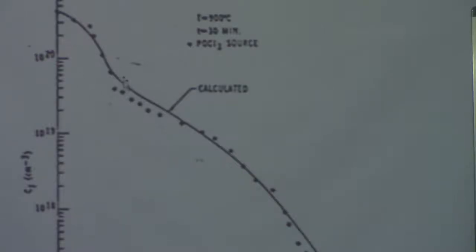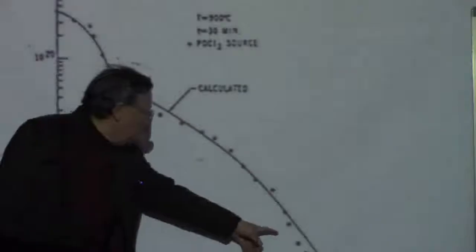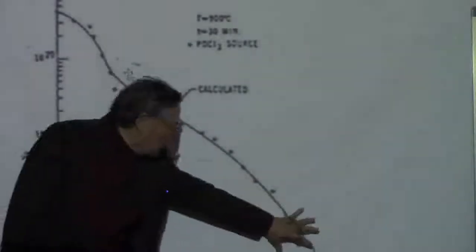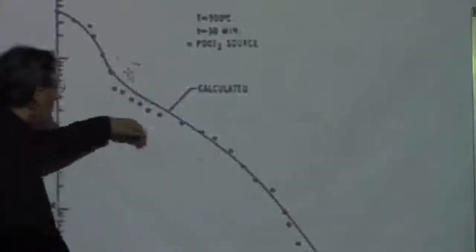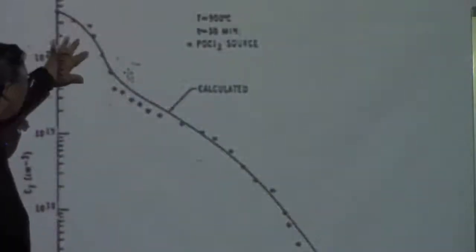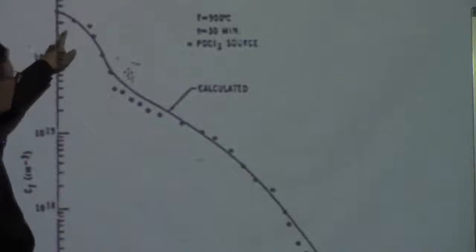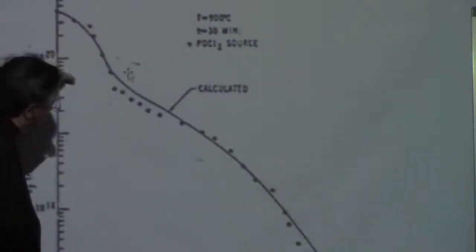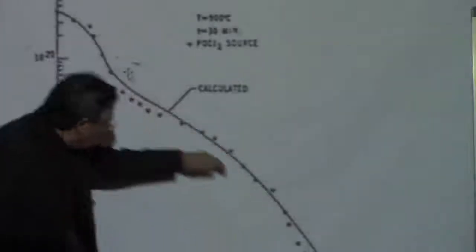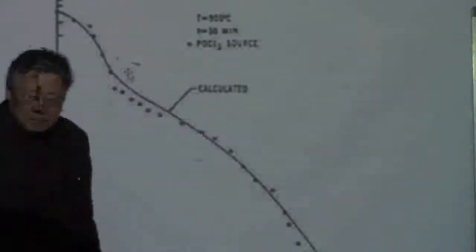This is obviously not a Gaussian profile. If you draw the Gaussian profile on here, at the tail region we have an enhancement, and at the surface we have another enhancement, because it's proportional to n squared, so the Gaussian profile may go somewhere something like this. Okay?